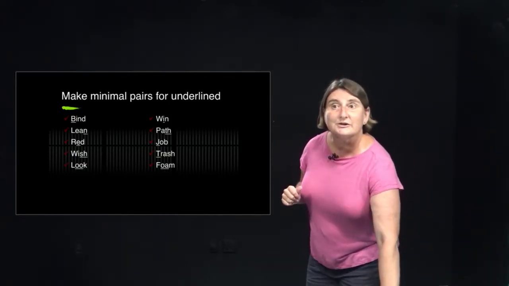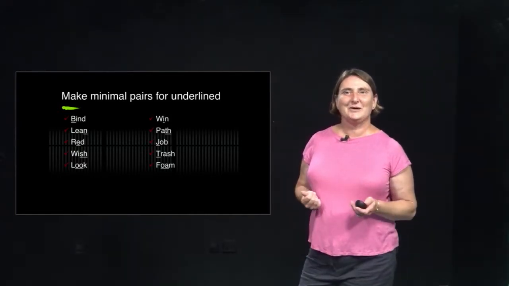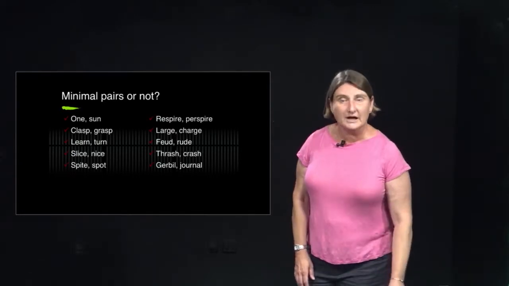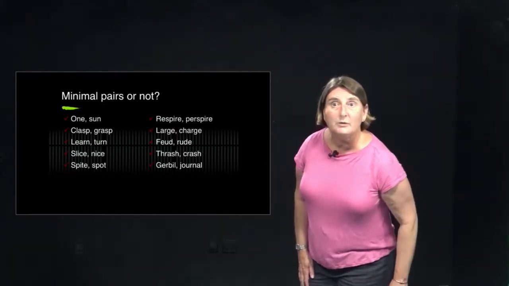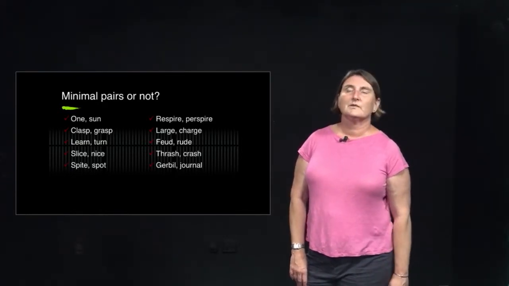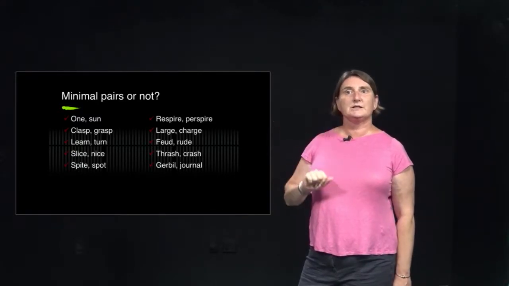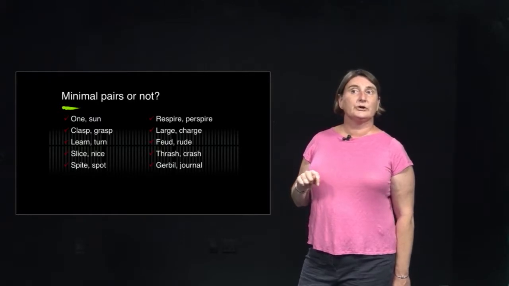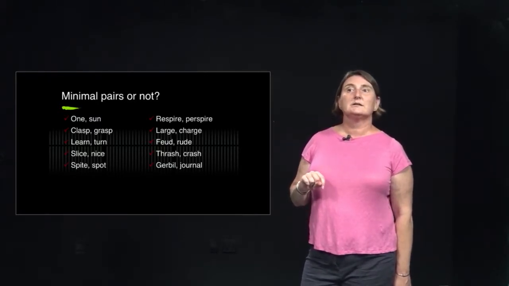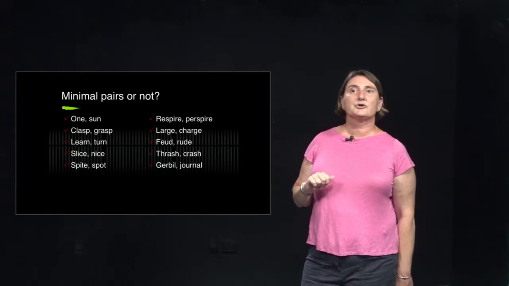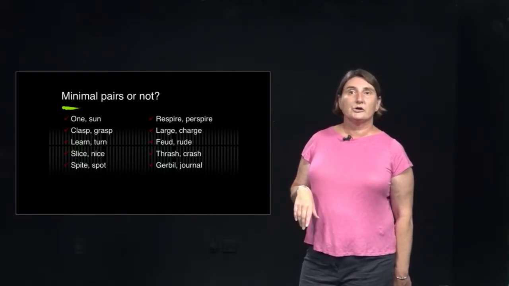So sometimes you need to look a little far afield to find these minimal pairs, but you can almost always do it. All right, now I've got some pairs of words, and I'd like you to tell me if they are actually minimal pairs or if I'm trying to trick you. Okay, I'll read them first, and then you take a bit to think, all right? One and sun, clasp and grasp, learn and turn, slice and nice, spite and spot, respire, perspire, large, charge, feud, rude, thrash, crash, gerbil, and journal.